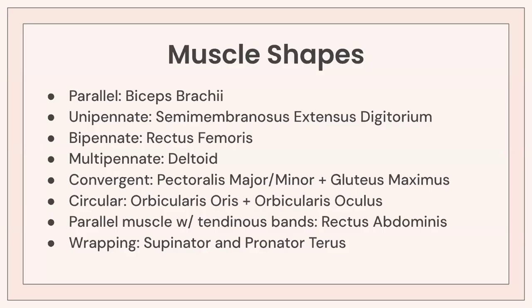Then the next one is unipennate. One example is your semimembranosus extensus digitorum. This is basically where you have a starting segment, and then all of the tendons and muscle fibers are branching out from one side of it. While bipennate, an example is your rectus femoris, is where you have the starting segment and then the tendons and muscle fibers are branching out from both sides of it.